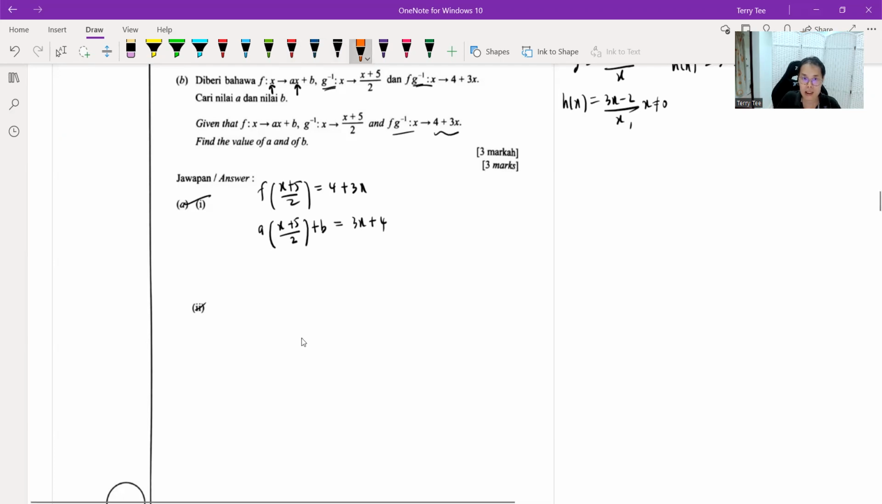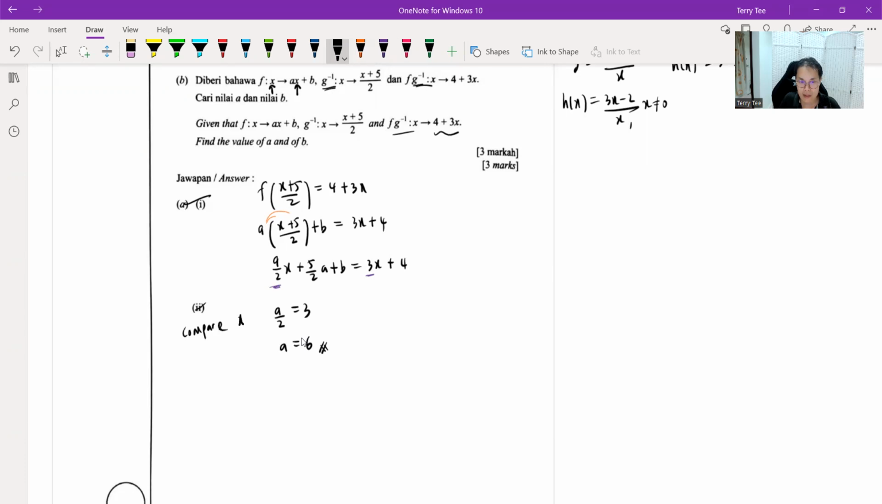Multiply your a inside by 1. So this is a over 2 x, plus 5 over 2 a plus b. The result is 3x plus 4. Now, let's compare the coefficient of x with the coefficient of x, because I'm finding a. So your a over 2 is 3, a is just 6. I'm comparing the coefficient of x.